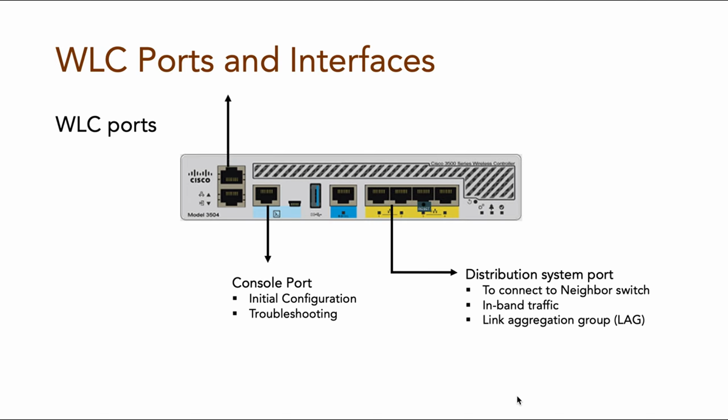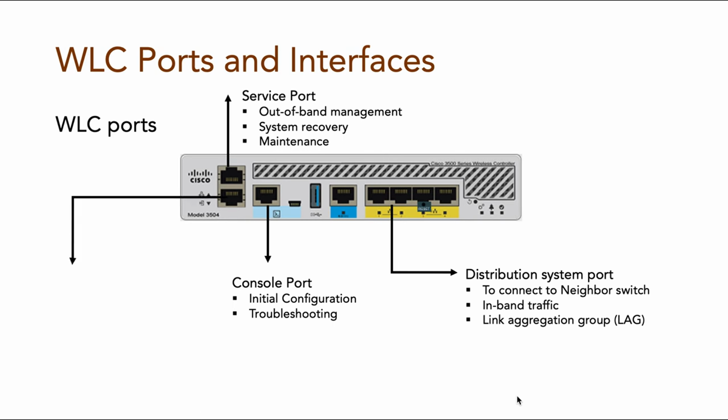Then we have the service port. The service port is used for out-of-band management of the controller, or system recovery and maintenance in the event of network failure. The port is assigned to a management VLAN so that you can access the controller via SSH or web browser to perform any configuration or maintenance. It is the only port that is active when the controller is in boot mode. The service port does not support 802.1Q tagging, so you must configure the switch port on the other side in access mode. The fourth port we have is the redundancy port.